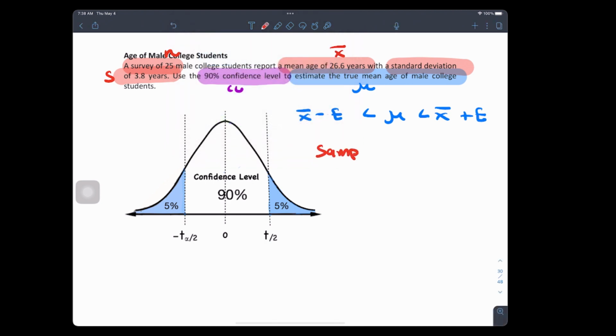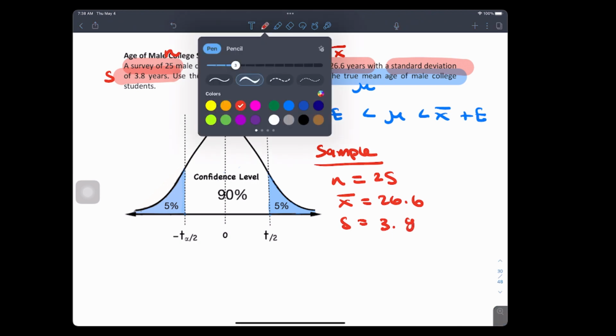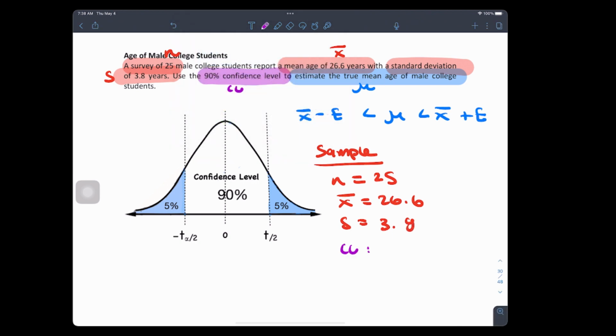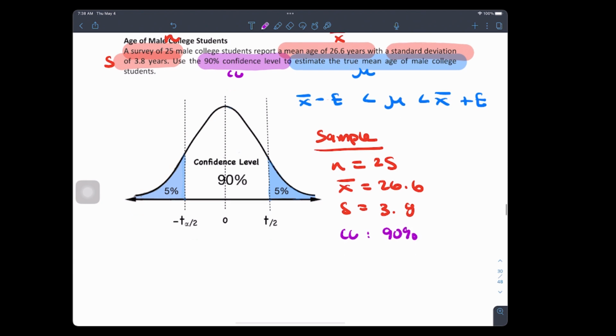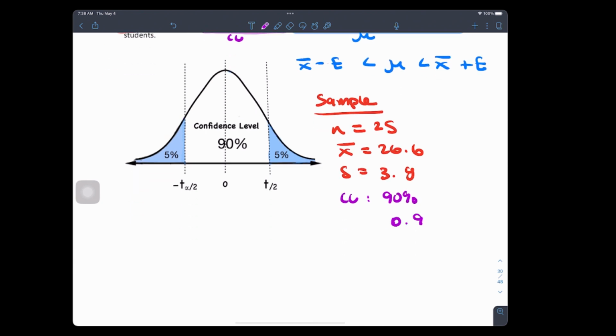So we're going to write down the sample information again. So what's the sample size? 25. Sample mean is what? 26.6. Sample standard deviation? 3.8. Confidence level? 90% confidence, and that's going to be point what? 90.